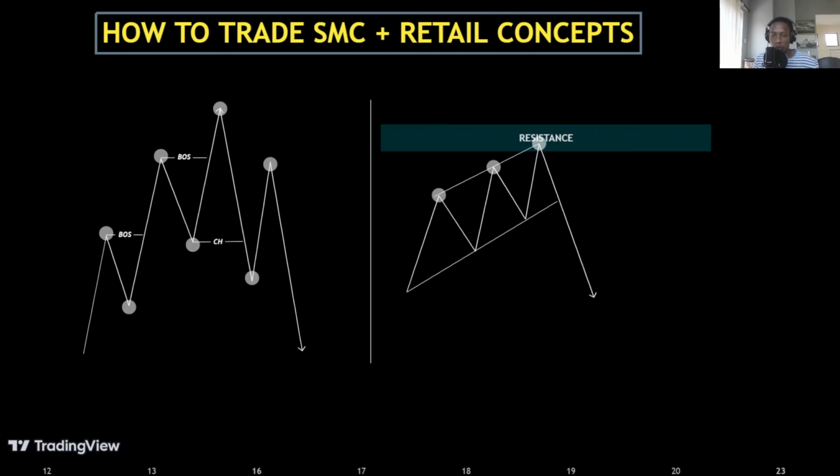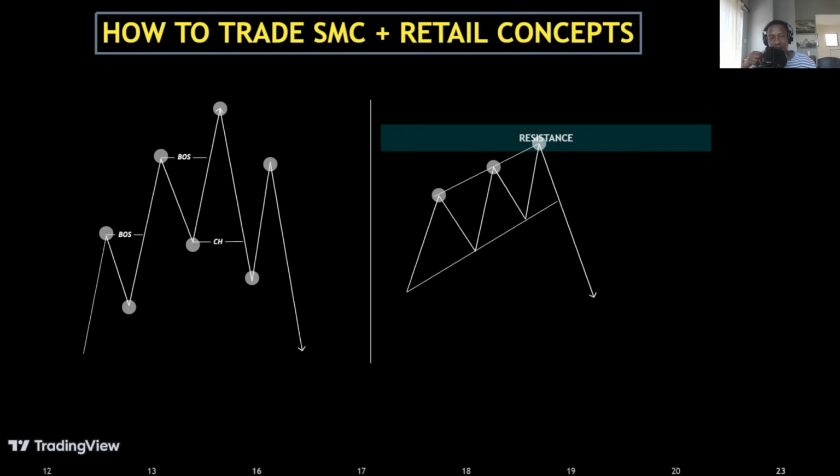Before I start anything in terms of the chart analysis, I just wanted to break down what the pros and cons of the two strategies are. What is SMC good in? What are retail concepts good in? Because I've traded both of them, and I think each is very good in different places, in different market setups, in different currencies, in different instruments.